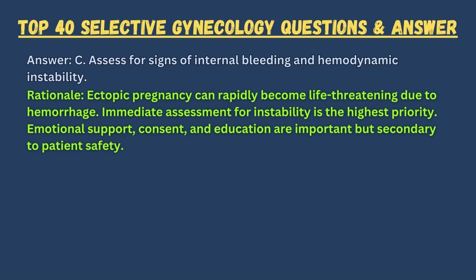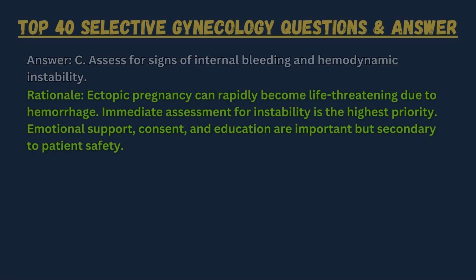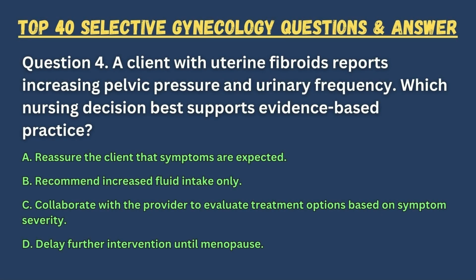Rationale. Ectopic pregnancy can rapidly become life-threatening due to hemorrhage. Immediate assessment for instability is the highest priority. Emotional support, consent, and education are important, but secondary to patient safety. Question 4. A client with uterine fibroids reports increasing pelvic pressure and urinary frequency. Which nursing decision best supports evidence-based practice?